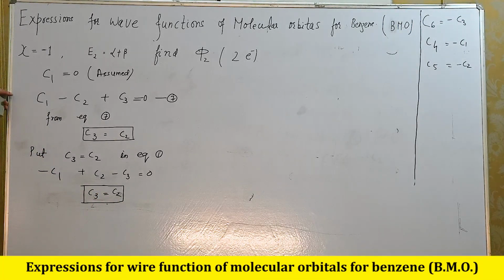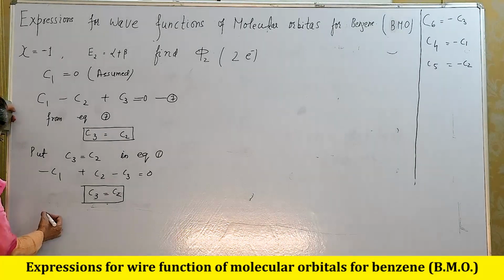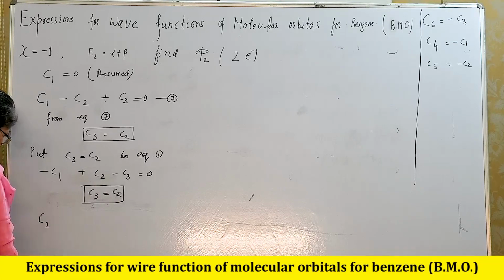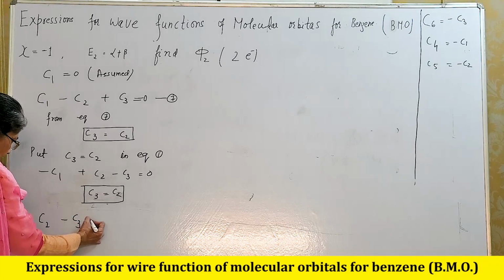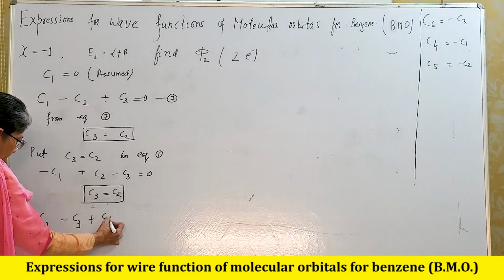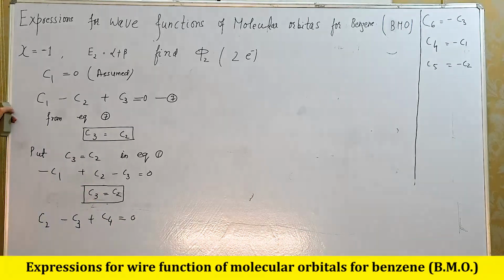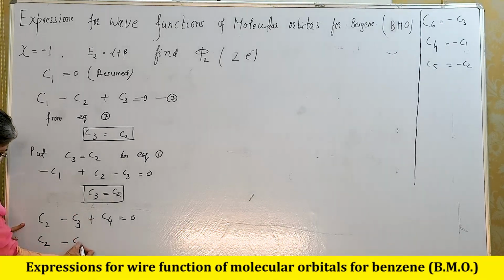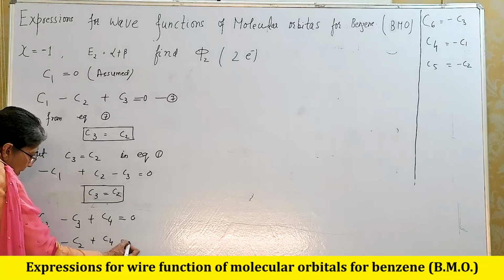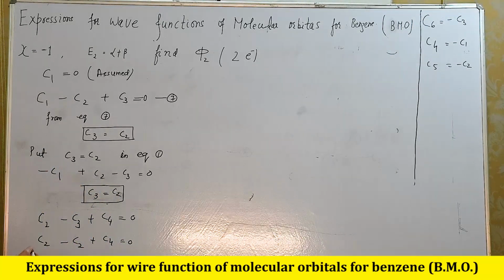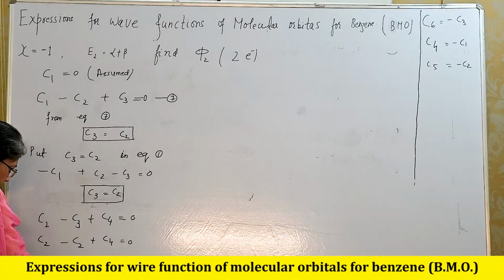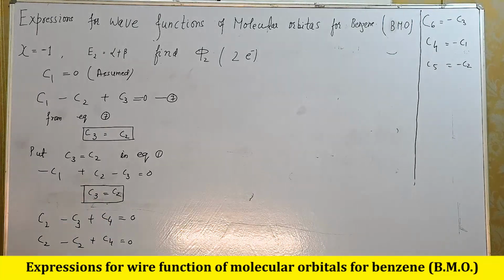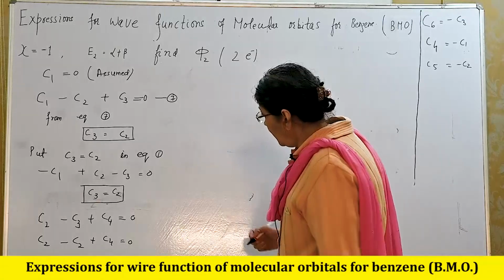Now for C4 we take the value C2 and minus C3 plus C4 is equal to 0. C3 minus C2 plus C4 is equal to 0. So we get that C1 and C4 is equal to 0. From here we get the value of C4 is equal to 0. This is from equation number 3.